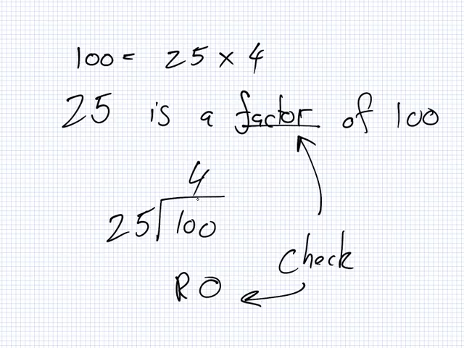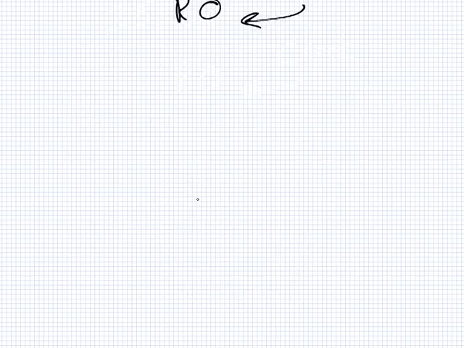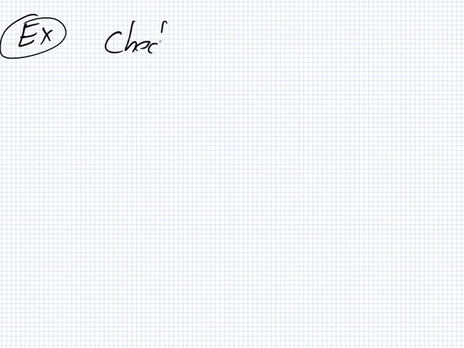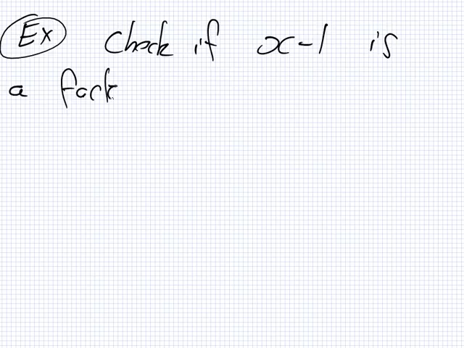So we can use the same idea for long division for algebra as well, that if the remainder is 0, the thing you're dividing in is a factor. Okay, so let me do a simple example. So for example, I want to check if x minus 1 is a factor of x squared minus 3x plus 2. Yeah?